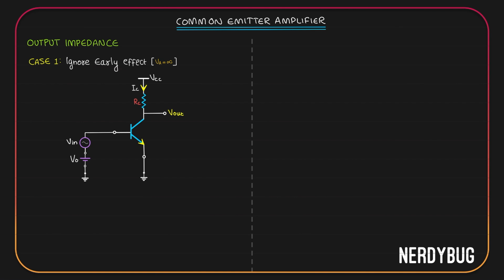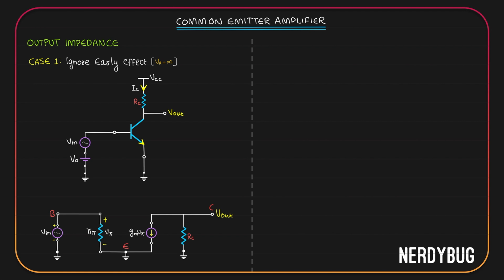In the first case, I'm going to ignore the early effect. So early voltage is infinite. I have a normal common emitter amplifier. Its small signal model will look like this. Input is given at the base, output is taken at the collector. We have to find the output impedance. The first thing to do is remove all the independent sources. We only have one independent source here, that is the input voltage. So I'll have to short it. So the base gets shorted.